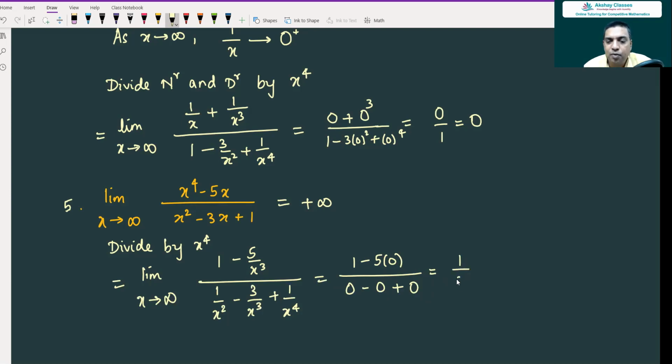So 1 upon 0, strictly, is not a defined entity if the denominator is equal to 0, but this is limits. The denominator is tending to 0 and both numerator and denominator are positive. So this will be equal to plus infinity. 1 divided by a very small number will go to infinity. All right, next.